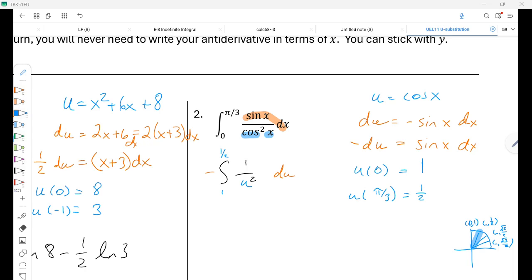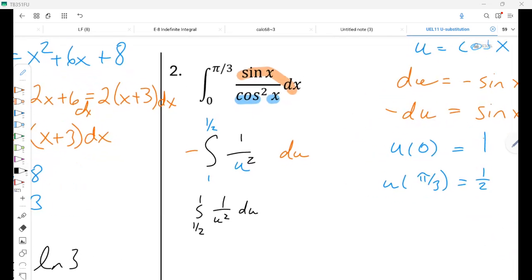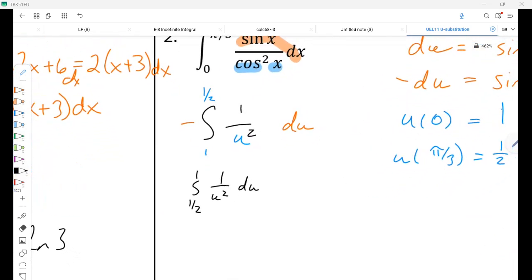Do you notice how my limits are out of order? Yeah. Do you notice how I have a negative in the front? Let's simplify before we do anything else. We can just make this the integral from 1/2 to 1 of 1 over u squared du. That way we can change the limits and change the sign, and it's just one less negative to worry about, one less spot to make a mistake if we think to do that.